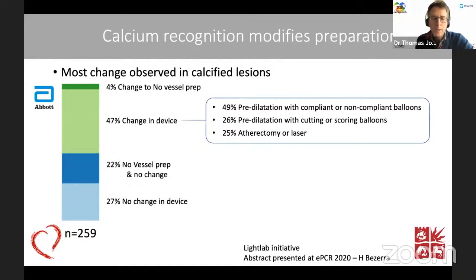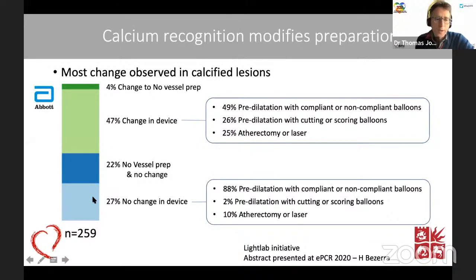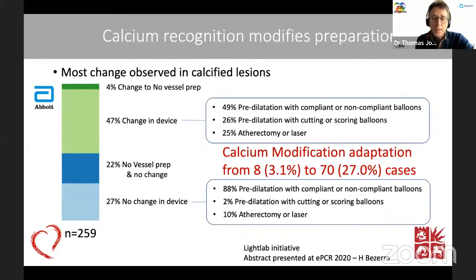atherectomy or laser. In roughly a quarter of patients where the imaging didn't change the decision-making, the vast majority had some form of balloon palpation, but a significant cohort, 10%, had atherectomy or laser, and a further small 2% had cutting or scoring balloon use. But taken as a whole, there's almost a 10-fold change with the use of upfront imaging, from a 3.1% use of more advanced modification techniques to a 27% use. So the identification of the calcium plays quite an important role.